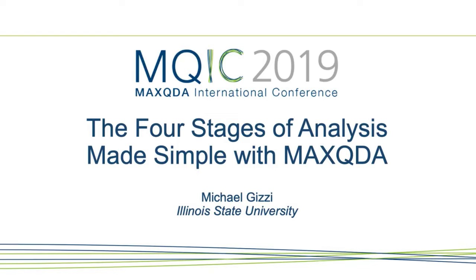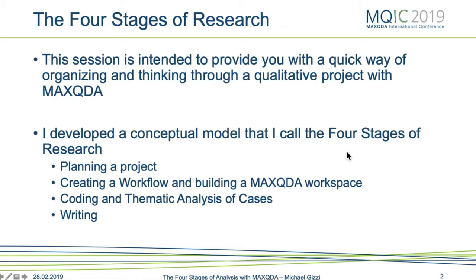And I decided MAXQDA was the way to do this because it was a lot better than creating a spreadsheet with codes and then simply putting ones and zeros for documents, which is the way many political scientists do this sort of work. So I developed the four stages of research as a way of thinking through a qualitative / mixed methods project.